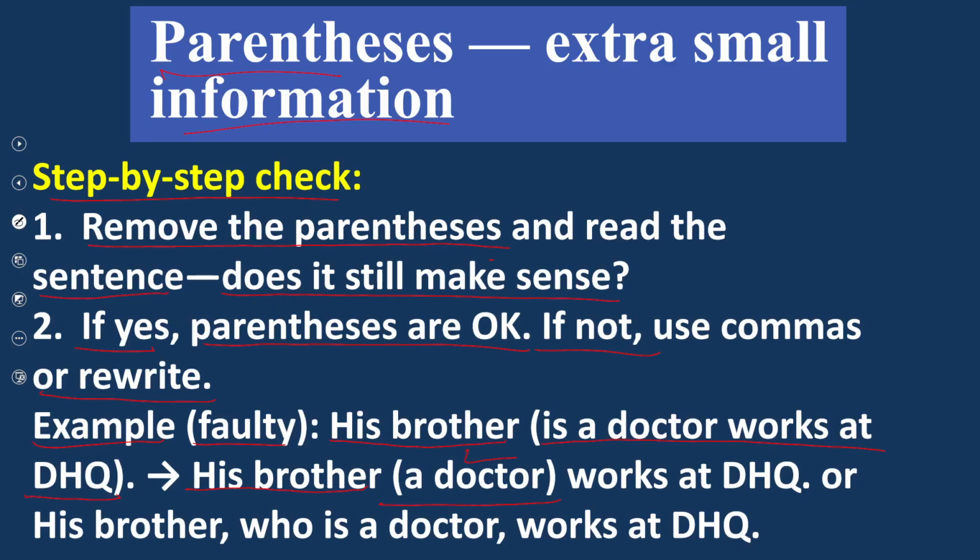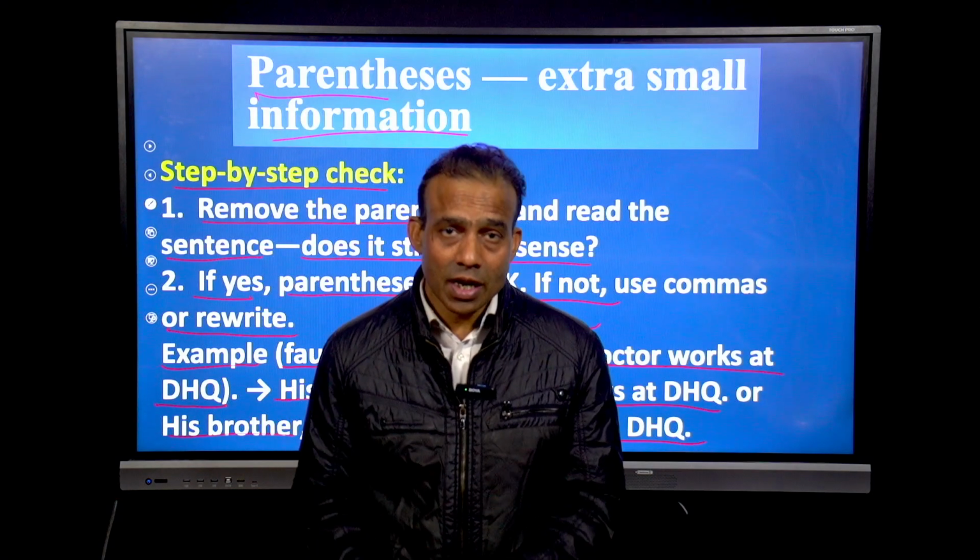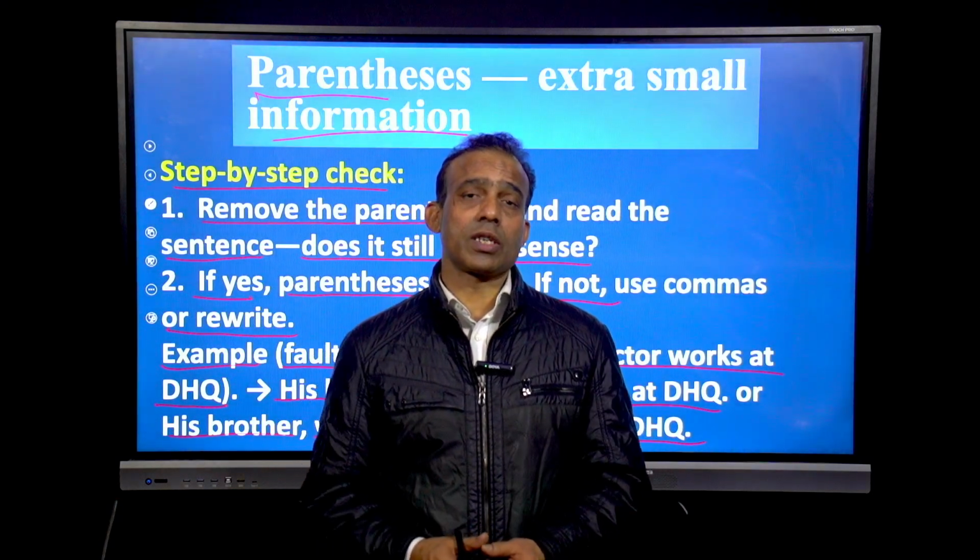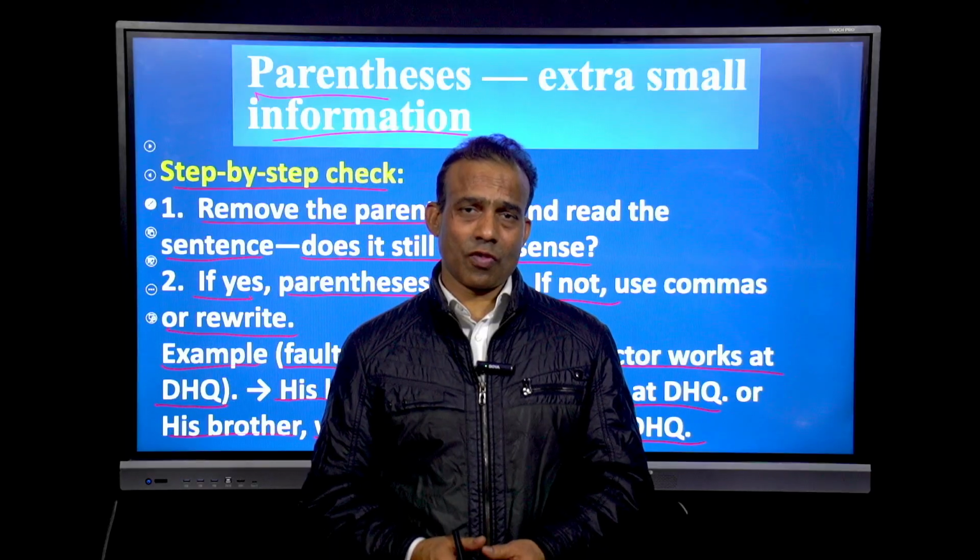If we put this information in the brackets, it means that this is extra information, so the sentence will be wrong. Here, a doctor is extra information, so brackets are put around those words. Works at DHQ. Now the concept of the sentence is clear. His brother, who is a doctor, works at DHQ. We can put it like this, right? So dear students, these are the two ways of the right usage of punctuation marks.